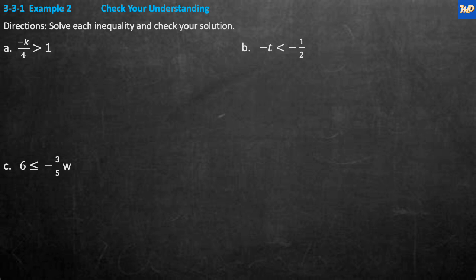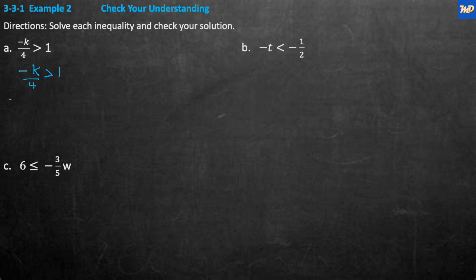Okay, I'm assuming you've done that and you're back. So let's give it a look here. The first one, we're going to write the inequality, and the inequality says negative k divided by 4 is greater than 1. So in order to undo this division by negative 4, because we have to get the k by itself as a positive, we're going to multiply each side by negative 4.